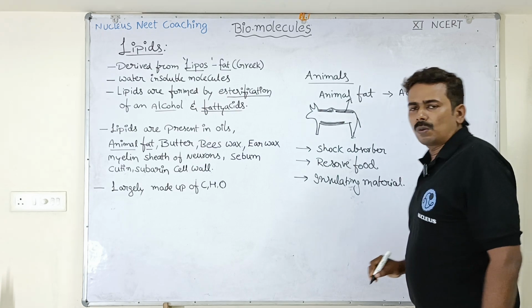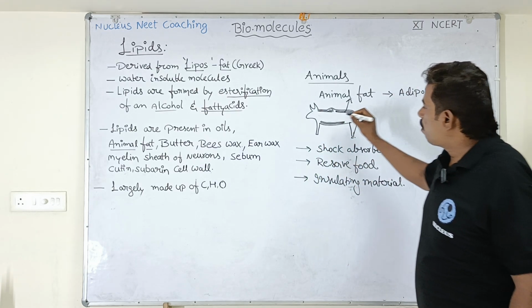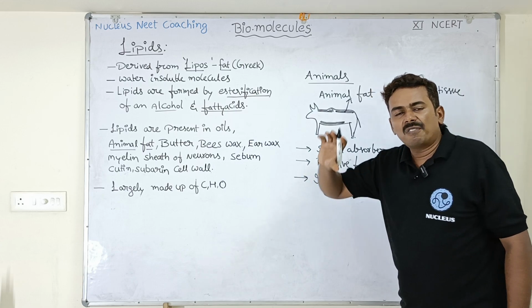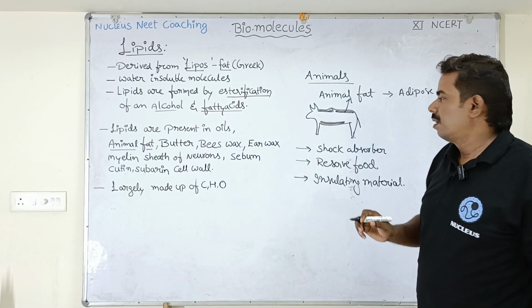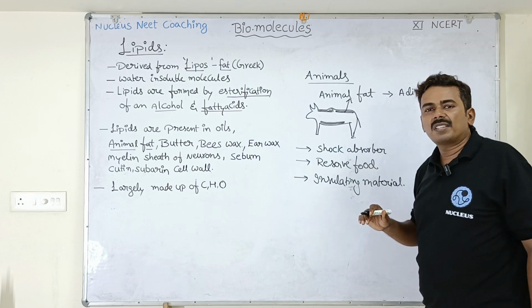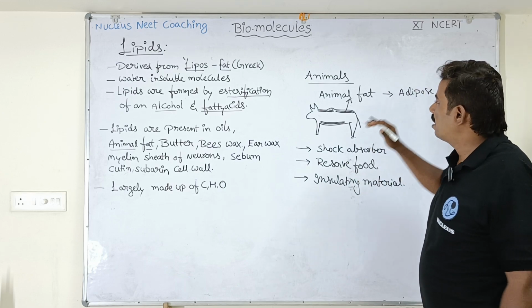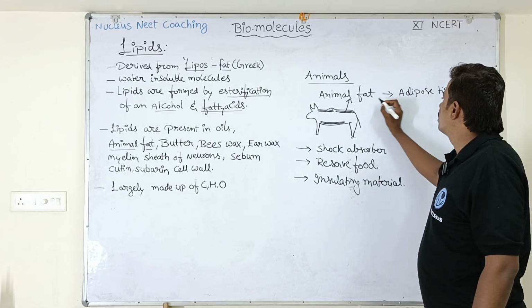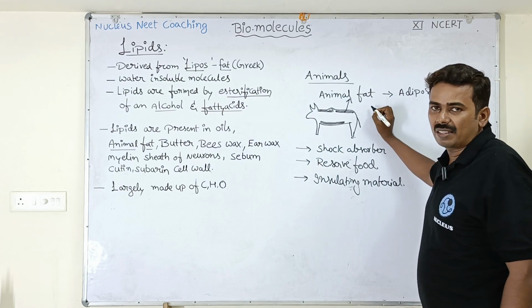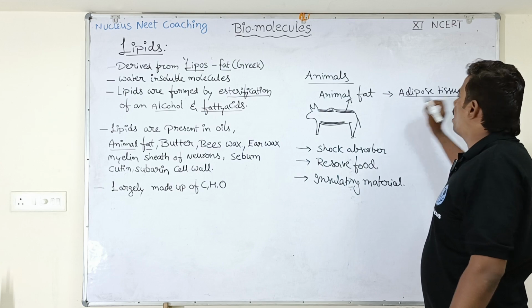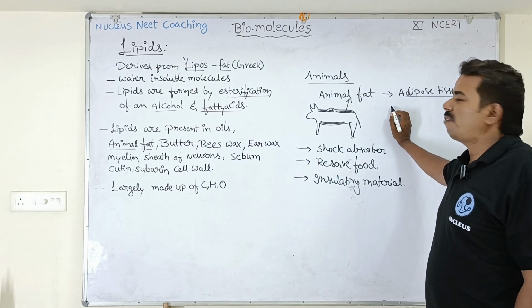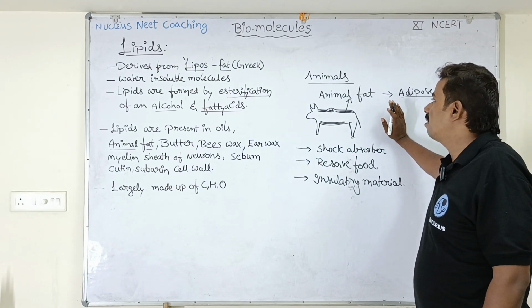Inside the body, around the visceral organs, fat will also be stored. That visceral fat we are not going to discuss. Here we are going to discuss the fat present below the skin, called subcutaneous fat, which is stored in the form of adipose tissue. What is the role of animal fat in all animals?